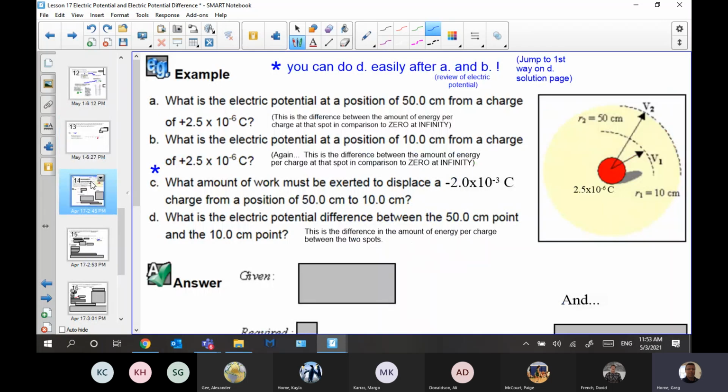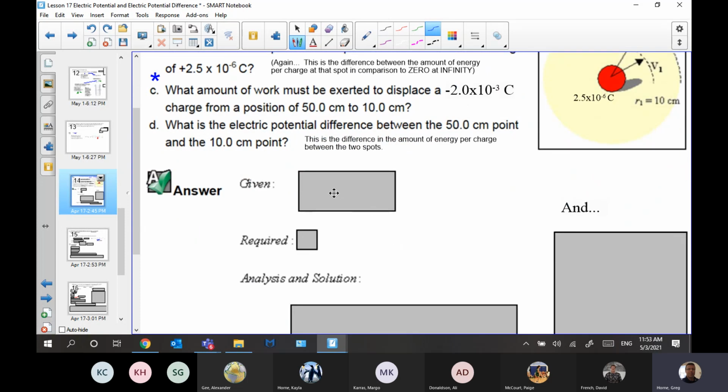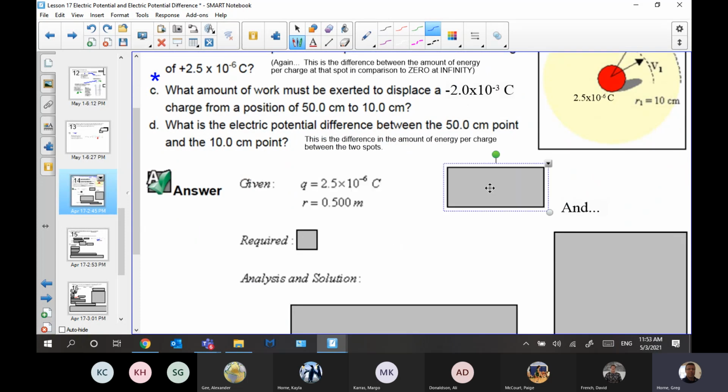So here's a question. Where I got this question from, it is what it is, but the order of this question really should have been A, B, and then D, because once you have A and B, D is very doable. So we'll do that. But electric potential at a spot, that's just your energy per charge, right? At a spot.